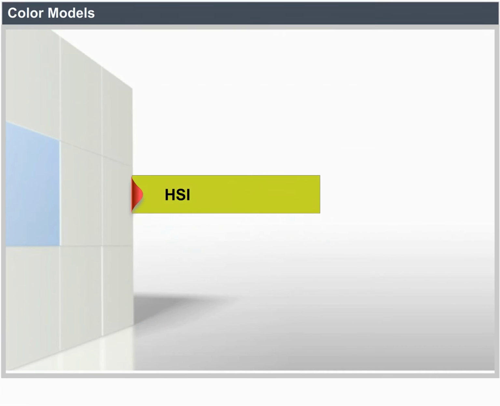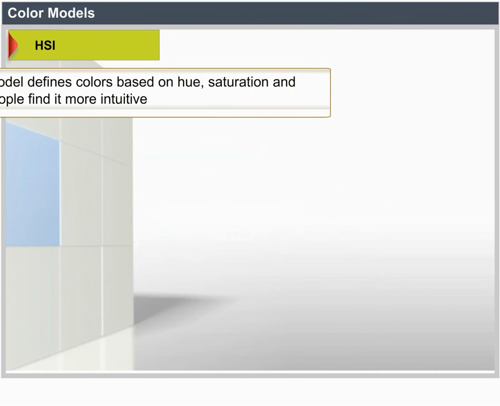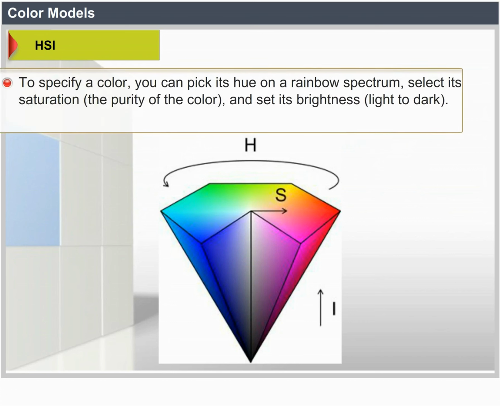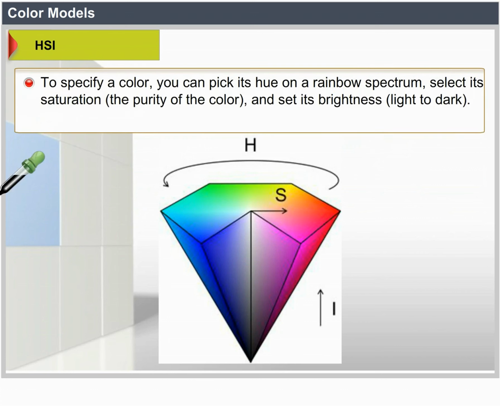HSI. Many people find the HSI color model more intuitive because it defines colors based on hue, saturation, and intensity. To specify a color, you can pick its hue on a rainbow spectrum, select its saturation, the purity of the color, and set its brightness, light to dark.